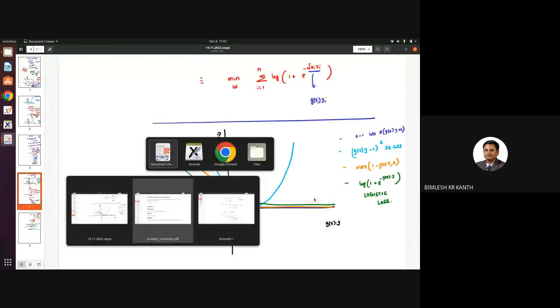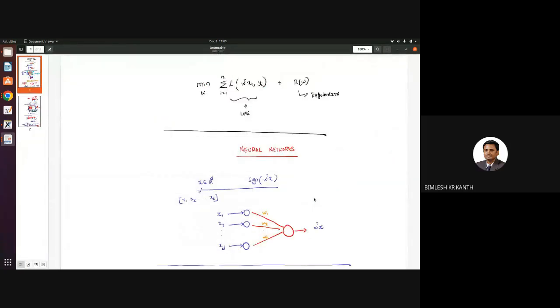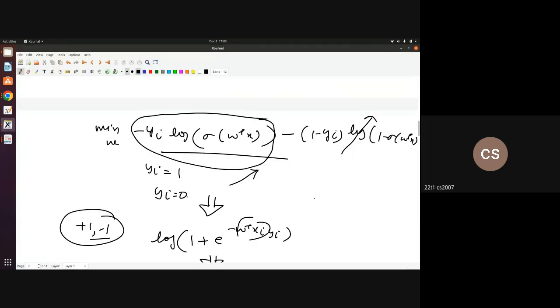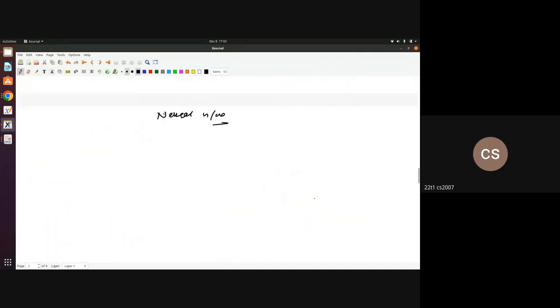So why do labels have to be plus and minus 1 to stick to this notation? Yeah, the later one. Okay. So neural networks, we'll see. They have been briefly covered in the course, so let's look at them.